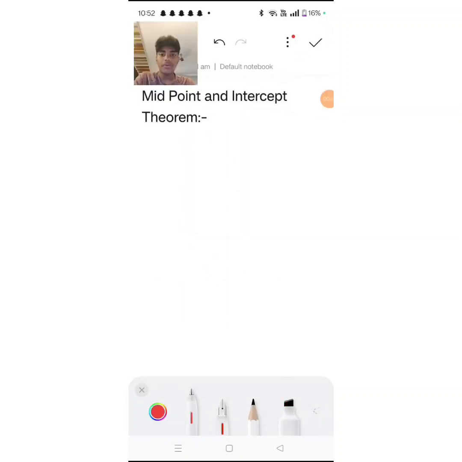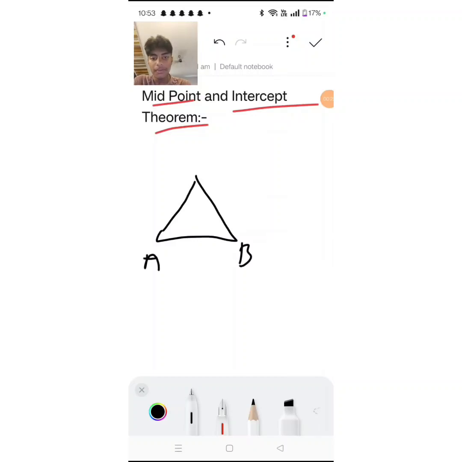This is your answer. So the next concept I'm going to be talking about is the midpoint and intercept theorem. Now these two concepts are quite important for higher classes, so I'll just be recapping them in brief. So you all know triangles, right? This is a triangle. Now let's say this is A, this is B, and this is C.